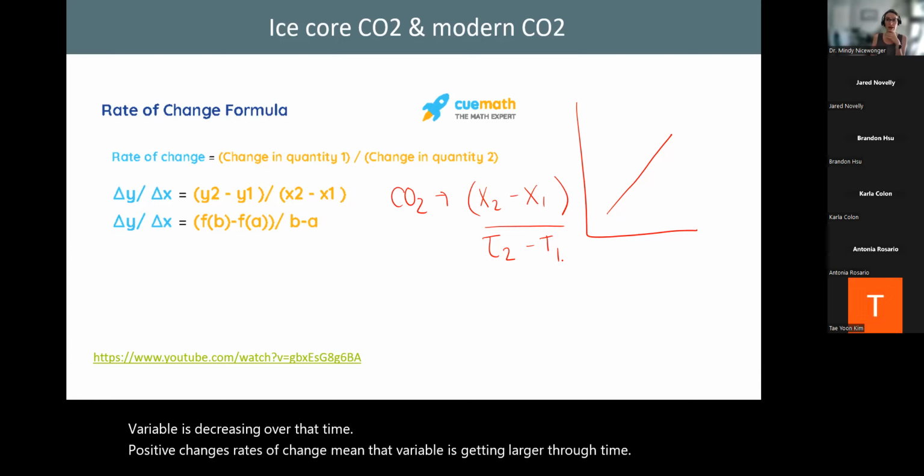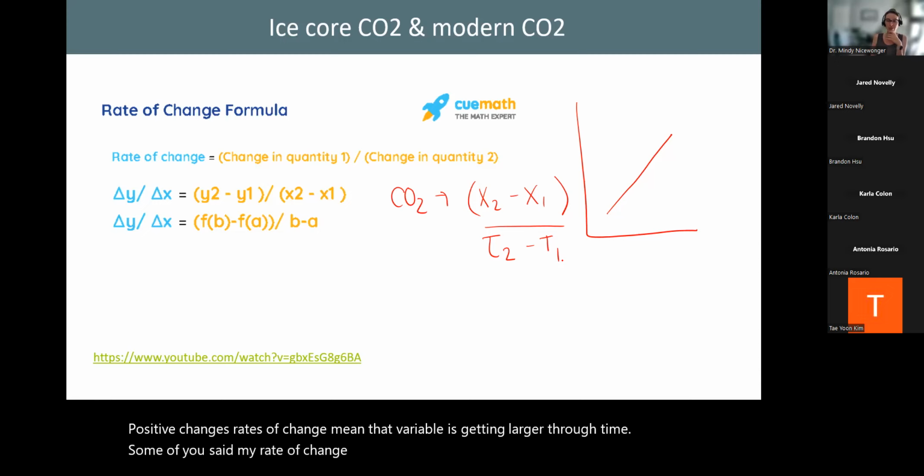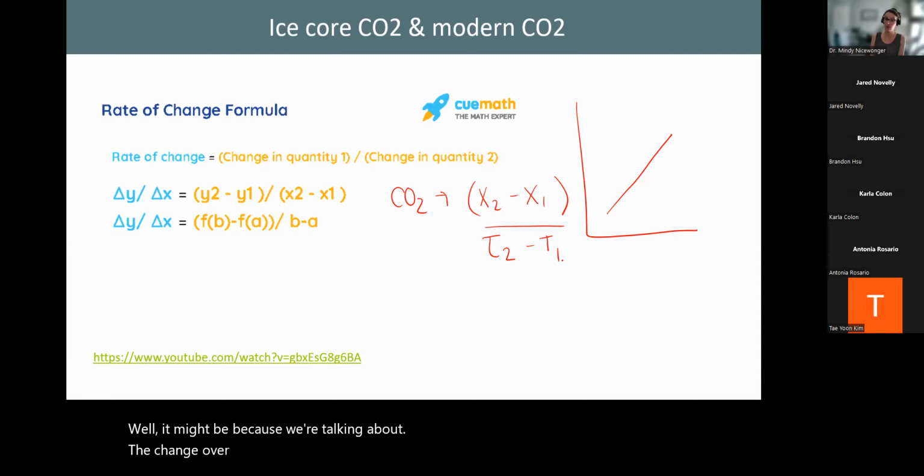Some of you said, well, my rate of change is really, really small. Well, it might be because we're talking about the change over a natural period of time. Okay, we're talking about the natural change in CO2, and then you're going to compare it to modern day. So they probably are very different. In fact, I know they're very different. We're going to talk about a little bit of that today.